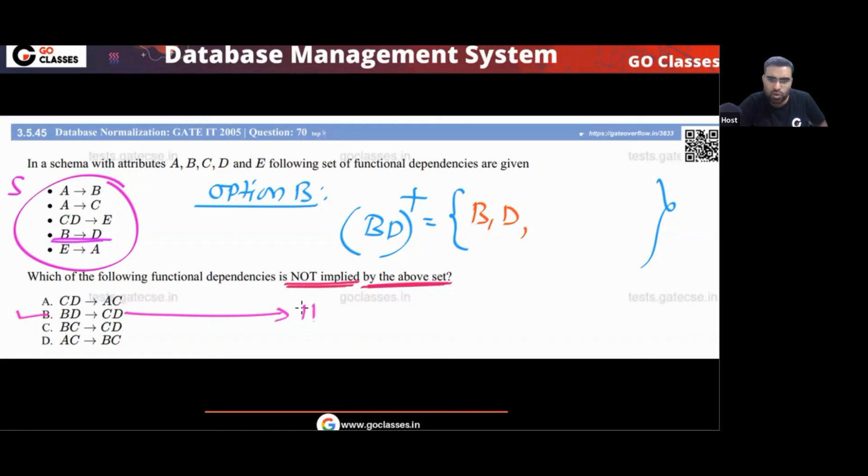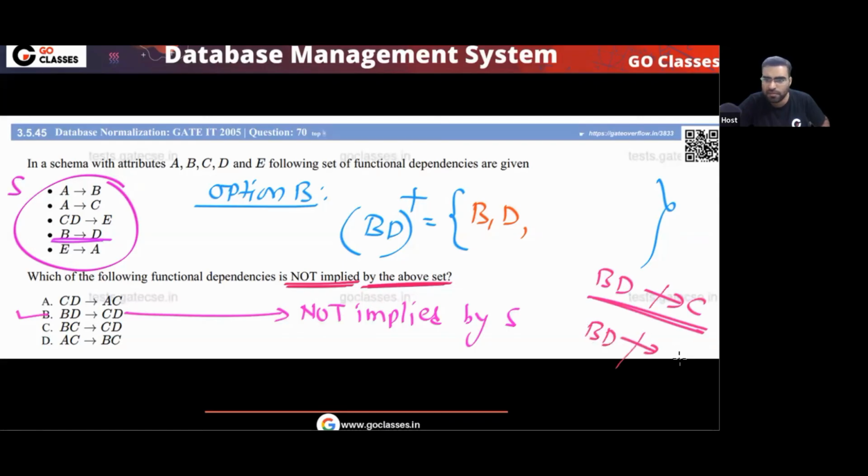Because this is not implied by S. What is the reason? You can easily notice BD cannot determine C. So I can say that BD cannot determine CD. So this option B is not implied by S. And the question is asking not implied. So the answer will be option B.